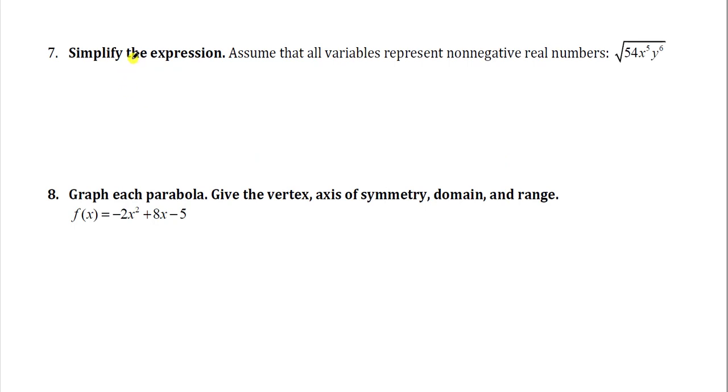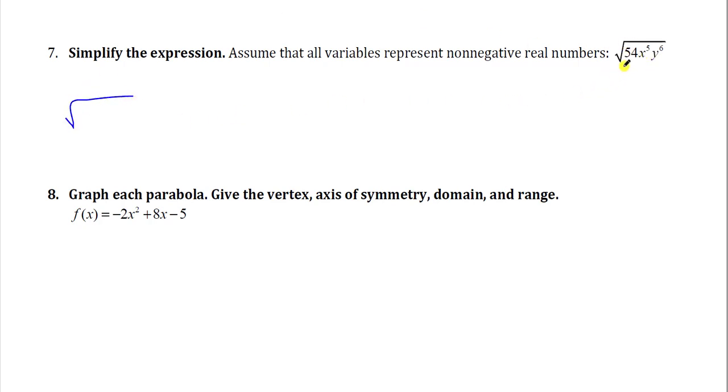The next problem asks to simplify the radical expression, assuming that all the variables represent non-negative real numbers, because if you have a negative under the square root, that is not a real value. Now, to simplify this radical, or the square root of an expression, we are trying to factor out the perfect square so that we can take that away from the radical, or the square root.